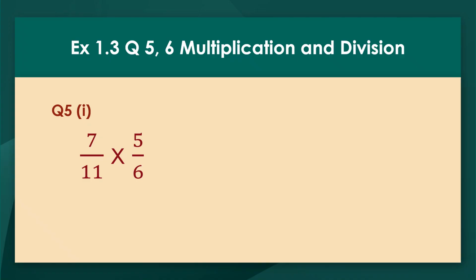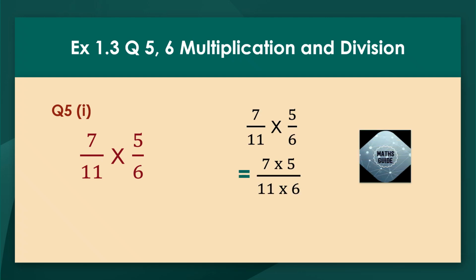Now let's start our exercise. It is exercise 1.3, question number 5, part 1. We have two rational numbers. First is 7/11 and the second is 5/6, and we have to multiply them. The rule is the same. We will multiply the numerator with the numerator and denominator with the denominator. It means 7 will be multiplied by 5 and 11 will be multiplied by 6, and we get the answer, that is 35/66.